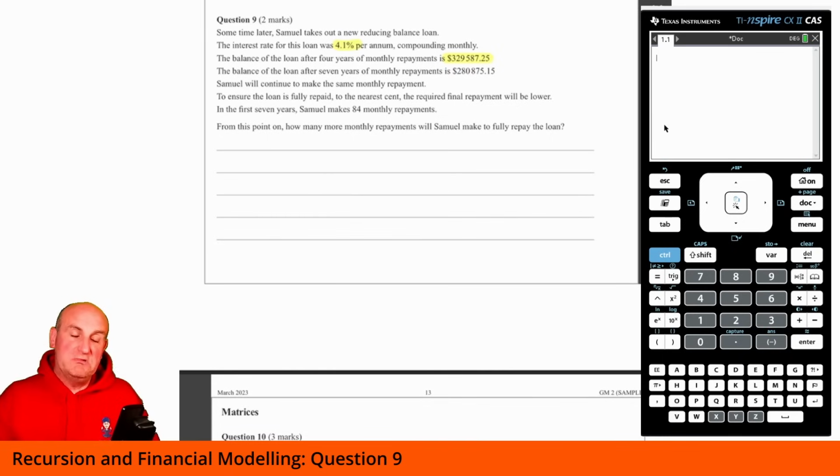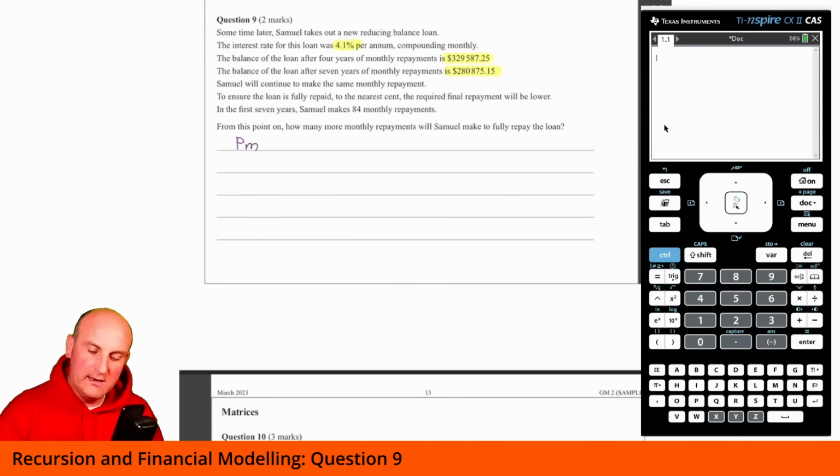Okay, 4 years, I know a value. I'm going to count that as my principal value. Here, after 7 years, I've got a final value. So the trick here was knowing where the principal value and final value were. Samuel will continue to make the same monthly repayment, but they don't tell you what the repayment is going to be. So I think the first thing I'm going to have to do is find out what his monthly repayment is. He wants to repay the loan fully, so I know at some point later my FV is going to be 0.